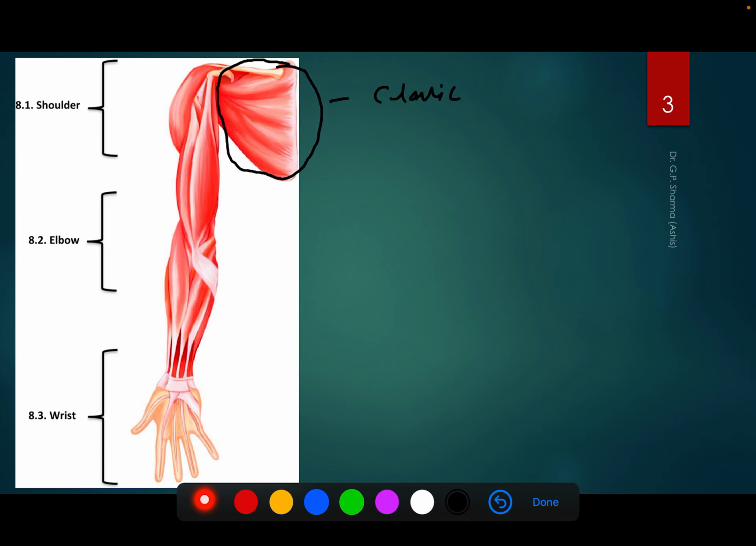This region means these are my what? Clavicle plus scapula, right? So these are supplied by the branch from the root, the branch from the trunk, and pre-terminal branches of cords. Is that okay? Clear? So clavicle and scapula muscles, they're supplied by the branch from the root, branch from the trunk, and the pre-terminal branches of the cords, right?